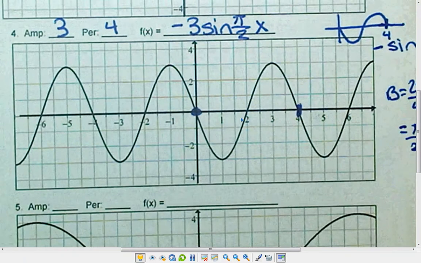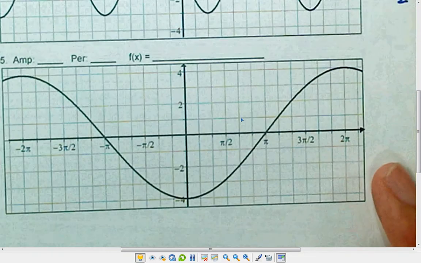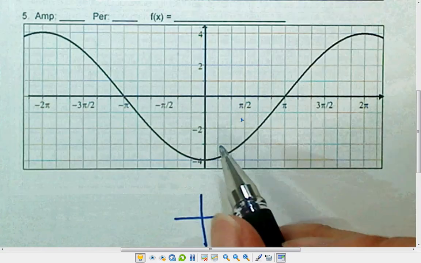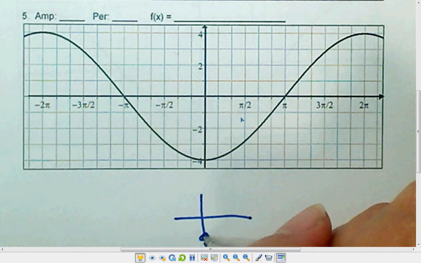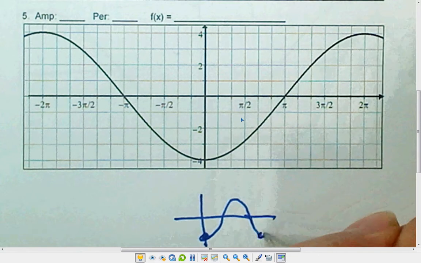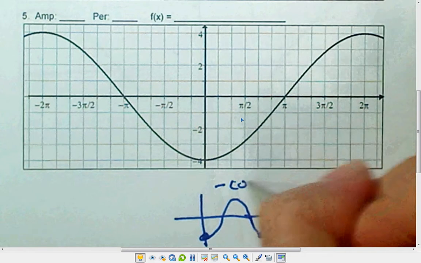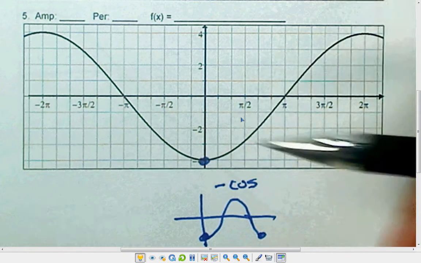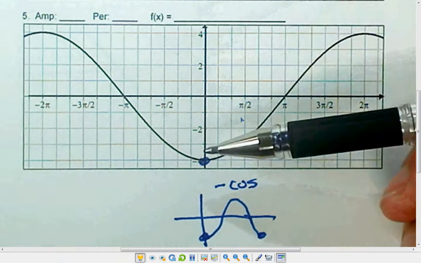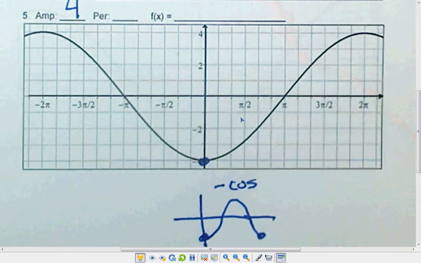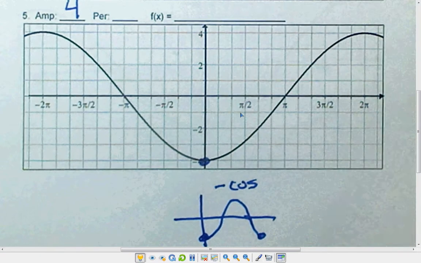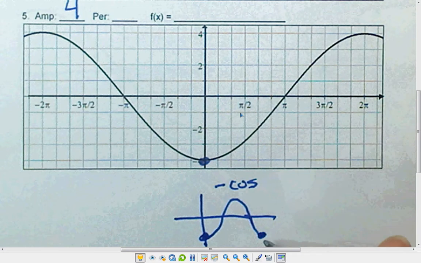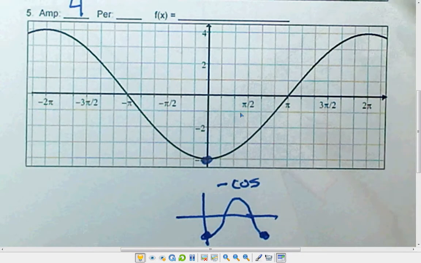Okay, last example. Okay, so for this one, it is starting at the bottom, so we know that it's got to be a negative cosine. The amplitude is, the highest point is 4, lowest point is -4. Amplitude is 4. The period for this one's a little bit trickier because as you can see, you don't see the end of this period. It is off the graph.